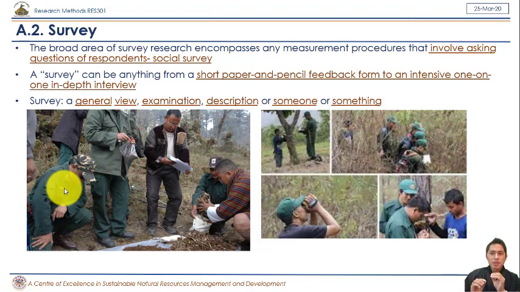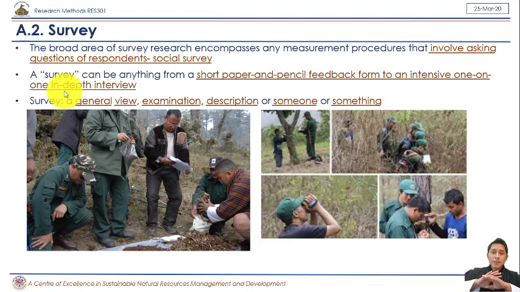We have social survey and very broad survey, two levels of surveys. A social survey is basically asking questions to people, interviewing people, and anything that relates to asking questions, and that question is being answered by people. That answer, if you are noting it down through pencil and paper feedback form, to a very intensive one-to-one in-depth interview, can also be a survey.